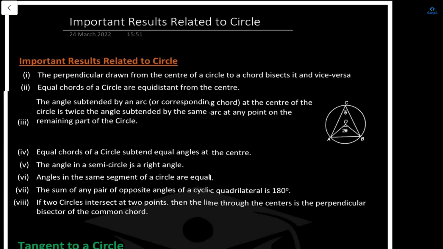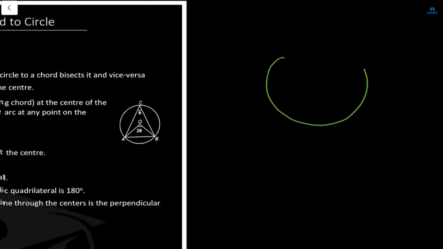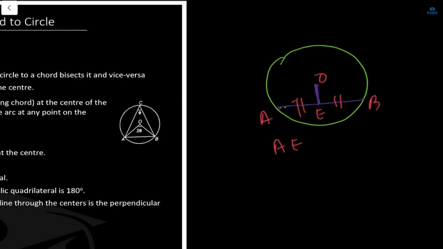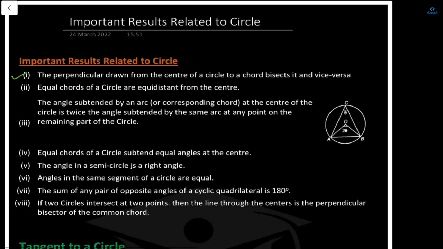Okay, now some important results that are related to circle that will help you. The perpendicular drawn from the center of a circle to a chord bisects it. If you are drawing a perpendicular, this is your chord, and this is your center. If you are drawing a line perpendicular to the chord, then it is going to bisect this chord. These two distances will be equal. O, A, B, E. So AE will be equal to EB. Understood? So the perpendicular drawn from the center of a circle to a chord bisects it, and vice versa.